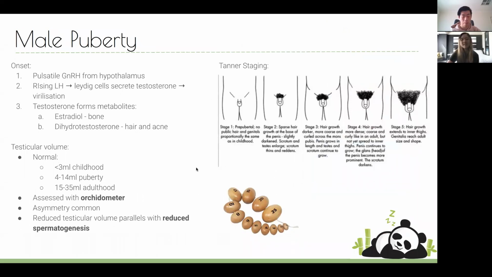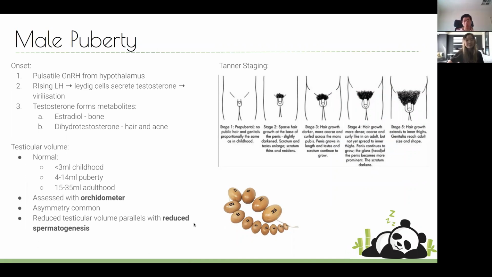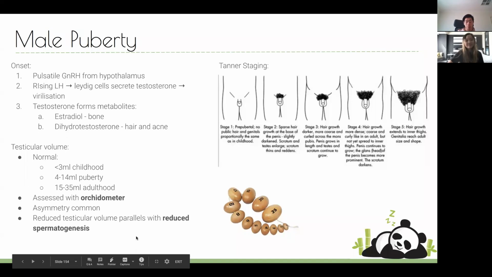You have Tanner staging. You don't have to know this exactly, just know it exists. And then for testicular volume, again, I wouldn't really say these exact measurements are important, but you should know that it's assessed with the orchidometer, which is this guy right here. Asymmetry is common, and reduced testicular volume parallels with reduced spermatogenesis. So it's actually directly correlated.